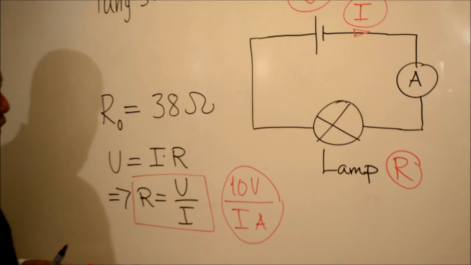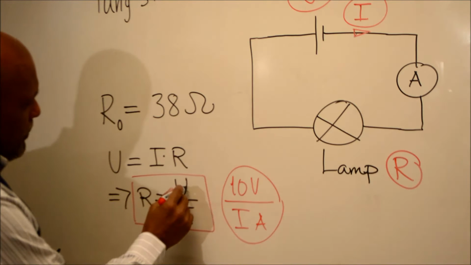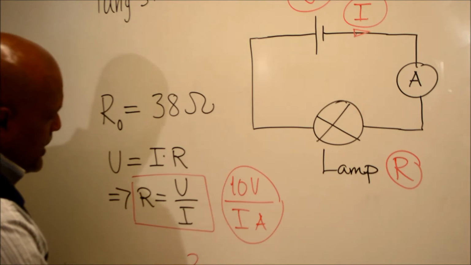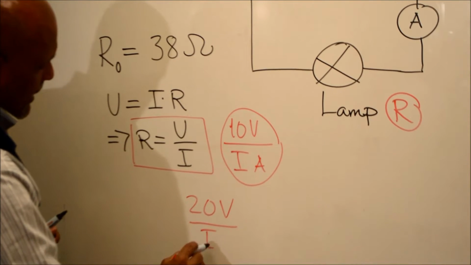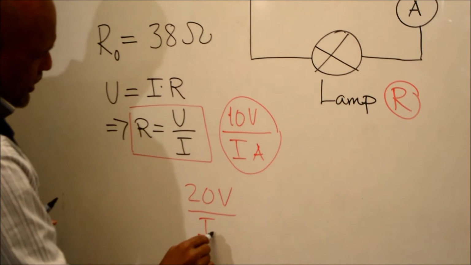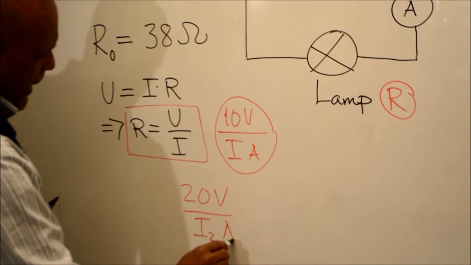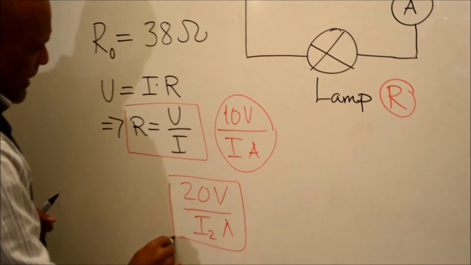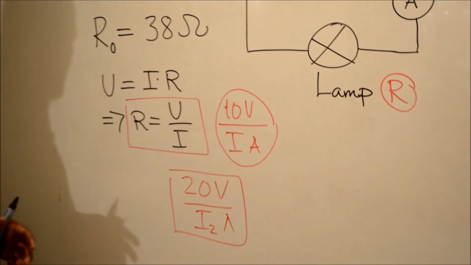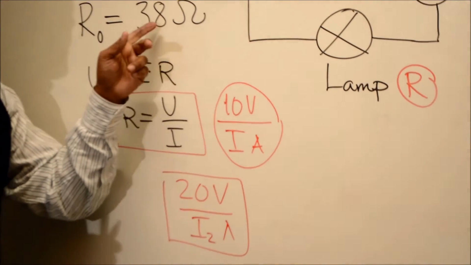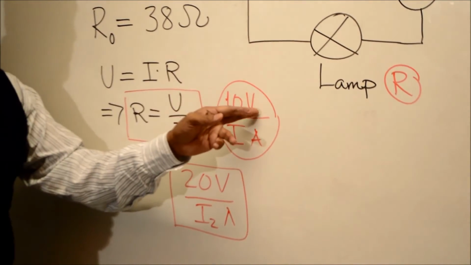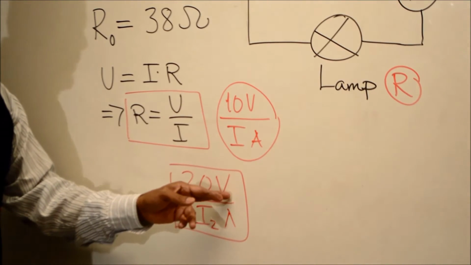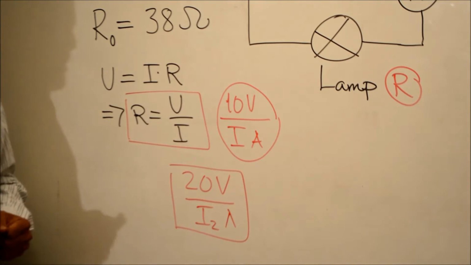And if we increase the voltage from 10 to 20 volt, and the current that we get again, let's say 2 ampere, we will see that the resistance will be even greater. If this is 38, this will be greater than 38. This will be still greater than 38.